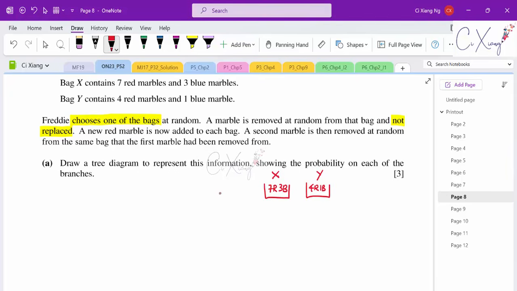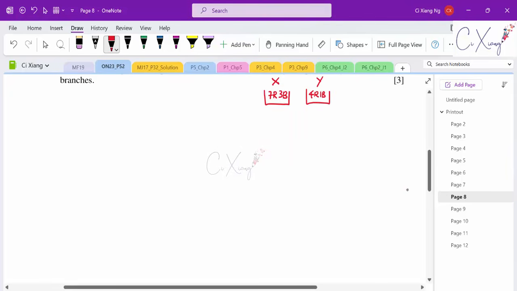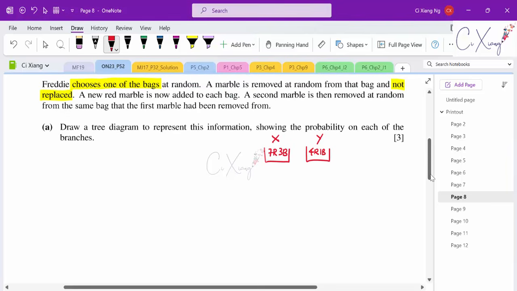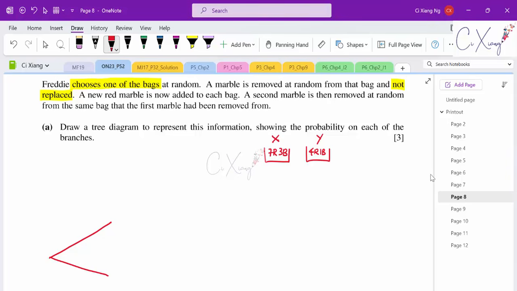Okay, then let's draw a tree diagram first. According to the information provided just now, you can see that our first step is we have to choose the bag randomly first. So to choose the bag randomly, basically we have two outcomes, right? Either you get bag X or you get bag Y. So you choose the bag at random, that means they have an equal chance to be selected. So it will be half and half.